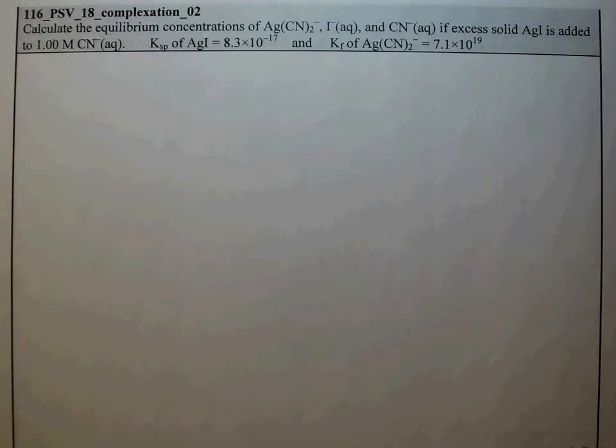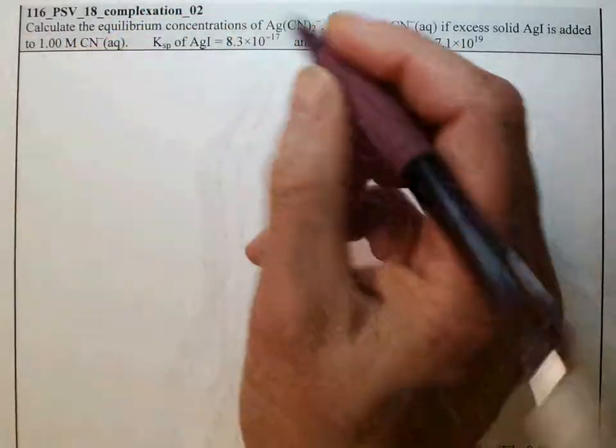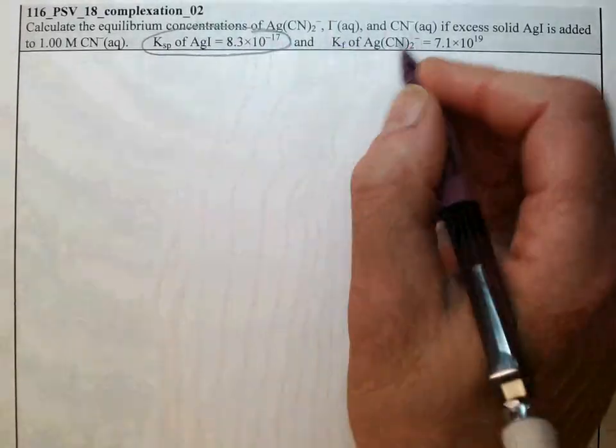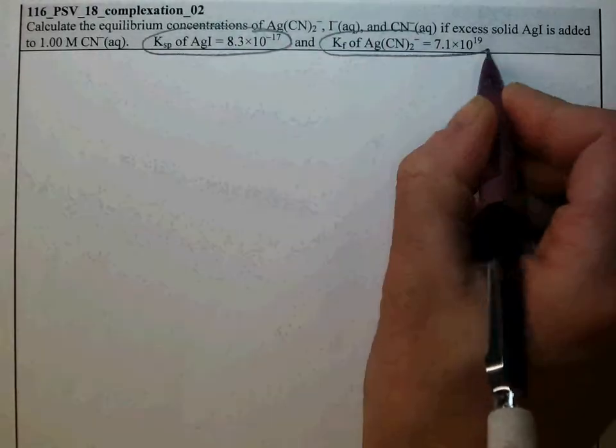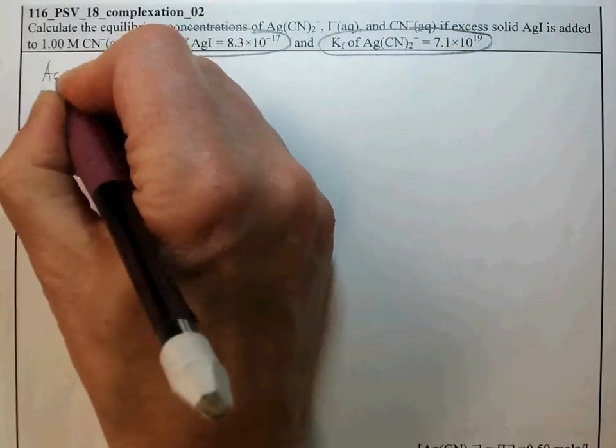Okay, this is a problem involving complex ion formation. We'll start by writing out the dependent equilibria. As we can see, this involves an insoluble salt and the formation of a complex. So we start with our insoluble salt.